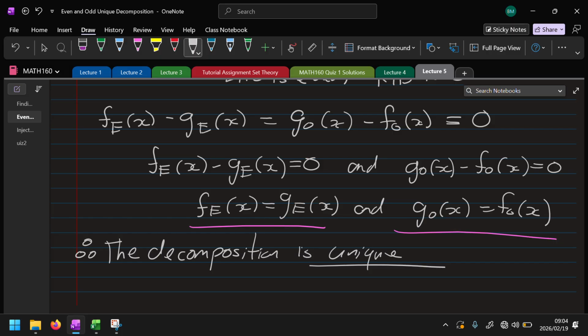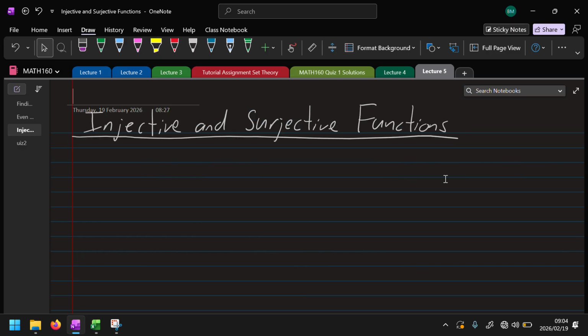Any questions on this before we move on? All good. Okay, so please just add this to what we did yesterday so you have the complete proof, just in case it comes up. Anything before we move on? All good. Okay. Next bit, injective and surjective functions.